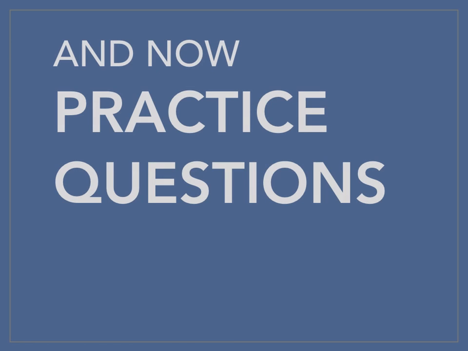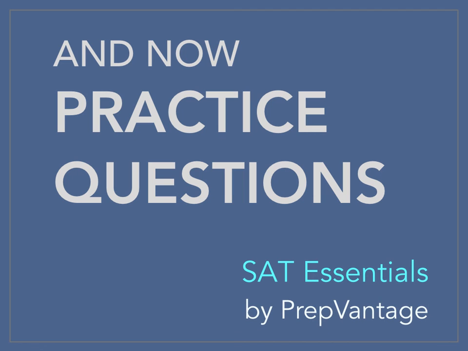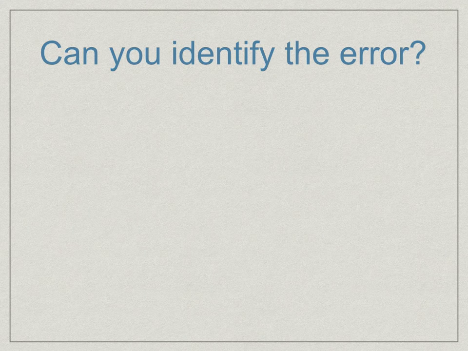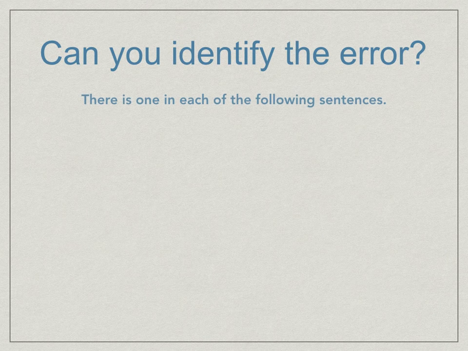And now, some practice questions. So, as usual, take a little time and work through the following sentence exercises. What you'll be asked to do is identify an error. In each of the following sentences, there will be exactly one error involving subject-verb, and you're going to want to look very closely to figure out what's going on here.